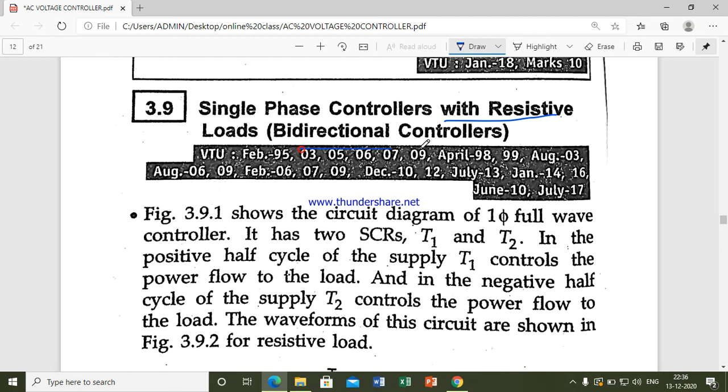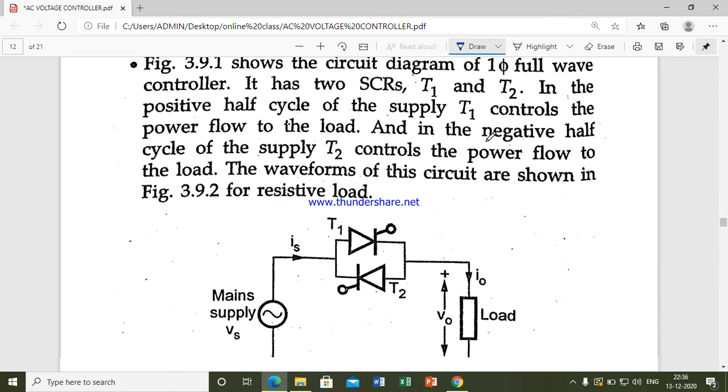Here this is the bidirectional controller. Just now we have seen the unidirectional controller. There we have controlled only the positive cycle. The negative cycle is not controlled because there we have used a diode parallel with the SCR. So now we will go with the bidirectional controller.